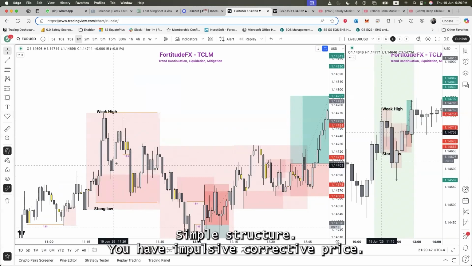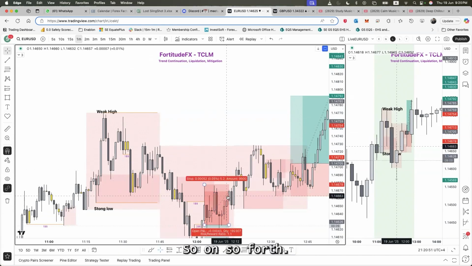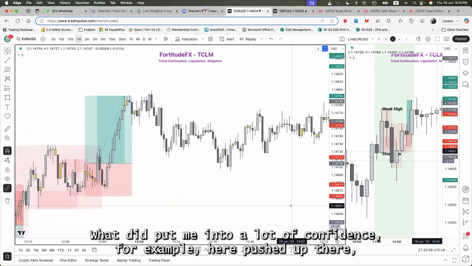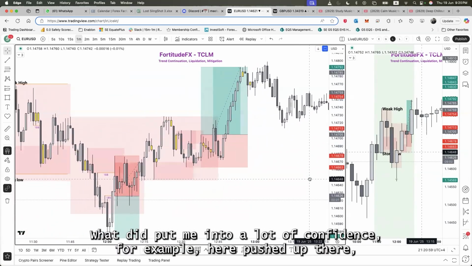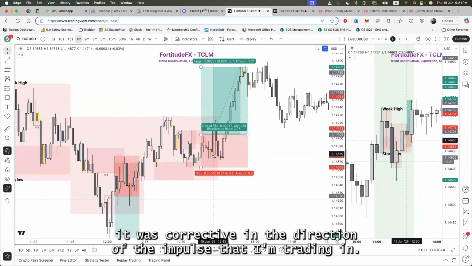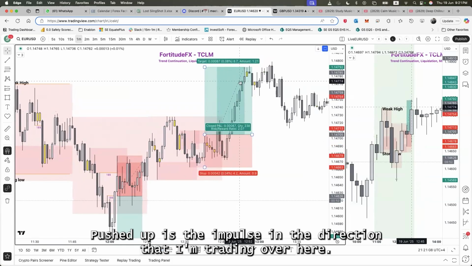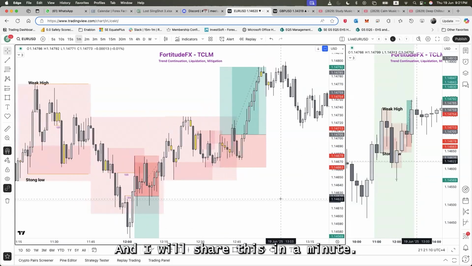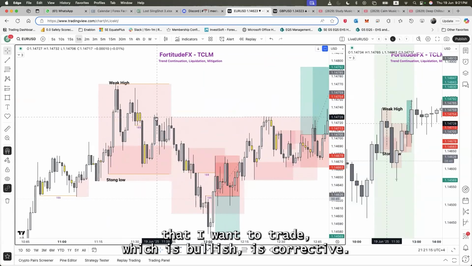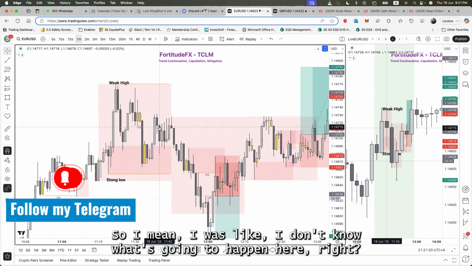You have impulse, you have corrective price, you have impulse, you have corrective price, and so on and so forth, right? So this did not put me into a lot of confidence. What did put me into a lot of confidence, for example, here, pushed up, then it was corrective in the direction of the impulse that I'm trading in. Pushed up is the impulse in the direction that I'm trading over here, and I will share this in a minute. But in this case, the push up in the direction that I want to trade, which is bullish, is corrective. So I was like, I don't know what's going to happen here, right?